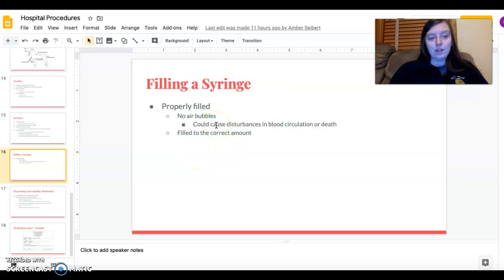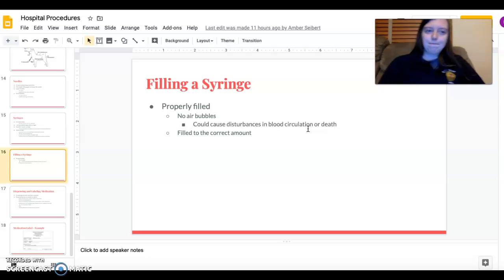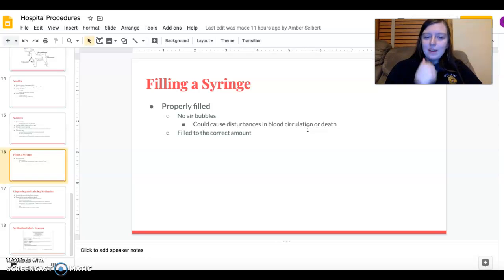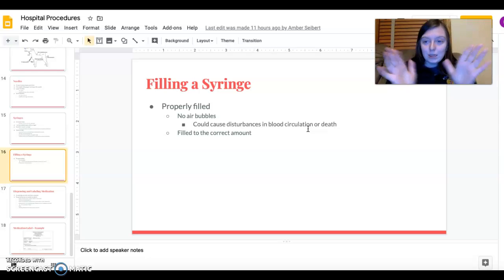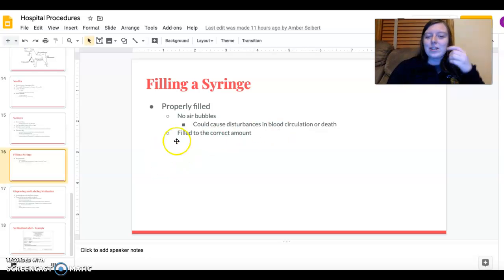It's important to know while we're filling a syringe that there should not be any air bubbles. This could cause disturbances in blood circulation or death. I know this is a really common thing. Oh, this is bad. I watch a lot of Criminal Minds, and I feel like this is a common way that they kill people in the show, is they put air into a person's IV because it'll get in your bloodstream and it can just kill you on the spot. It's really bad. Don't do it. But that's why it's important not to do it for our pets either, right? And make sure it's filled to the correct amount so we're always giving the proper dosage.